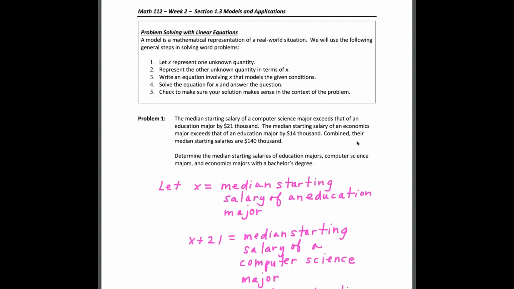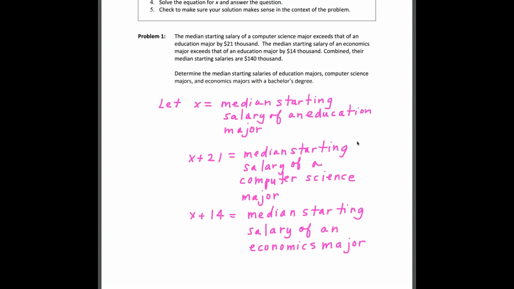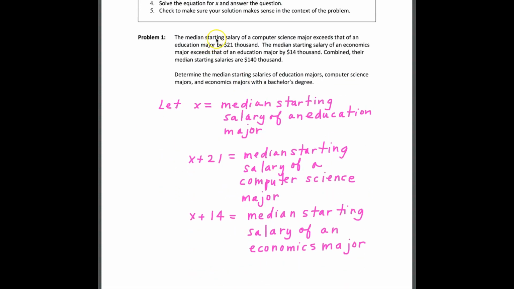All right, so here's the first problem that we'll deal with. Problem 1 says the median starting salary of a computer science major exceeds that of an education major by $21,000. The median starting salary of an economics major exceeds that of an education major by $14,000. Combined, their median starting salaries are $140,000. Our problem here is to determine the median starting salaries for each of those three majors.